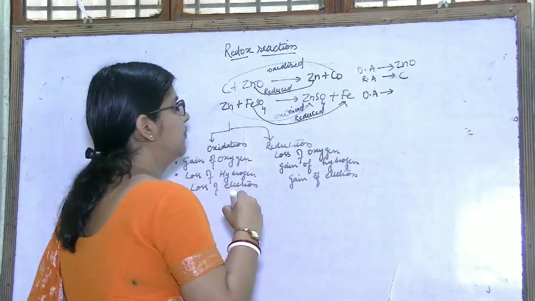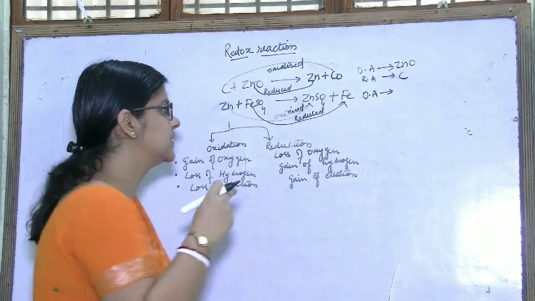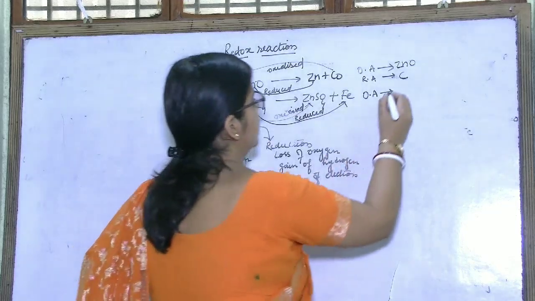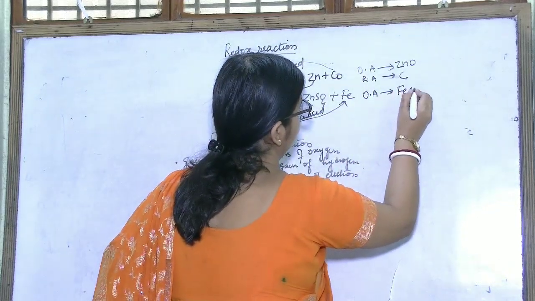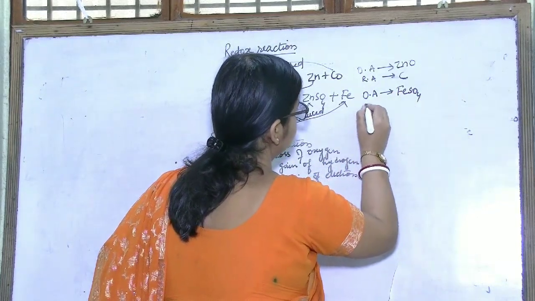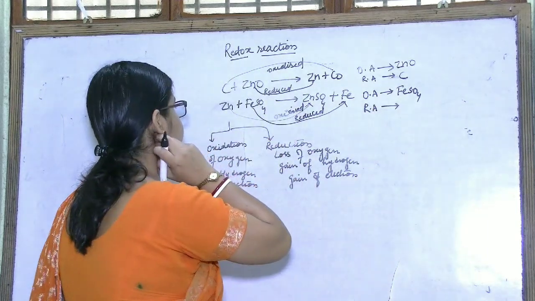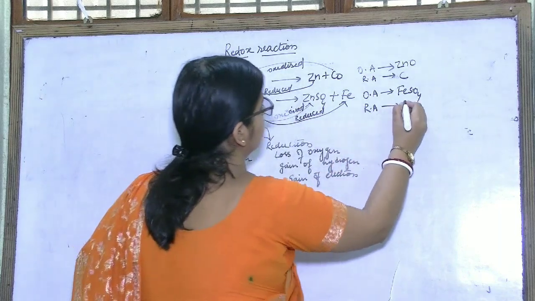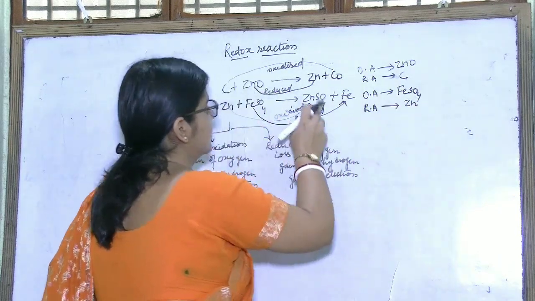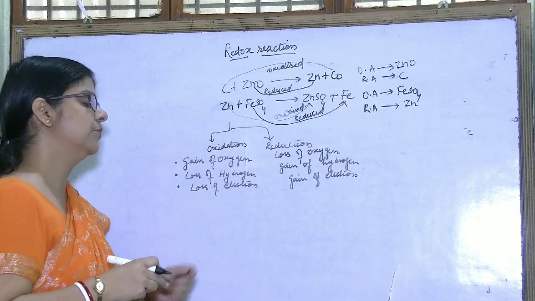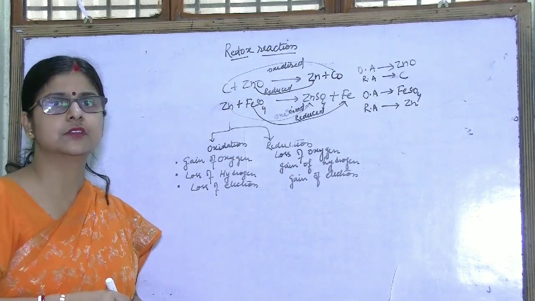Now, which is the oxidizing agent? The species which undergoes reduction. So here FeSO4 is the oxidizing agent. And which is the reducing agent? The reducing agent is zinc, since it undergoes oxidation. So this is all about redox reactions.